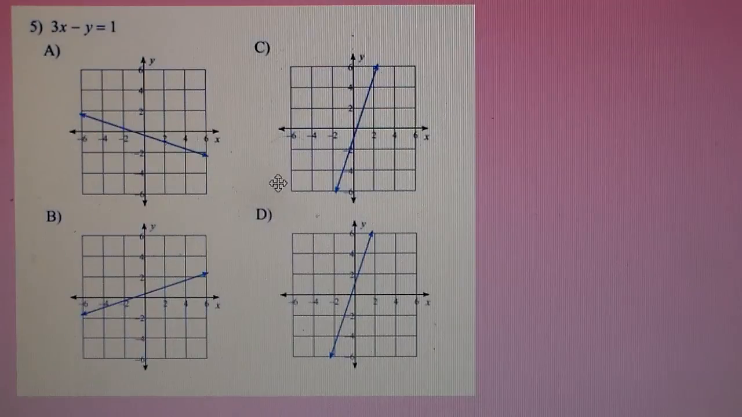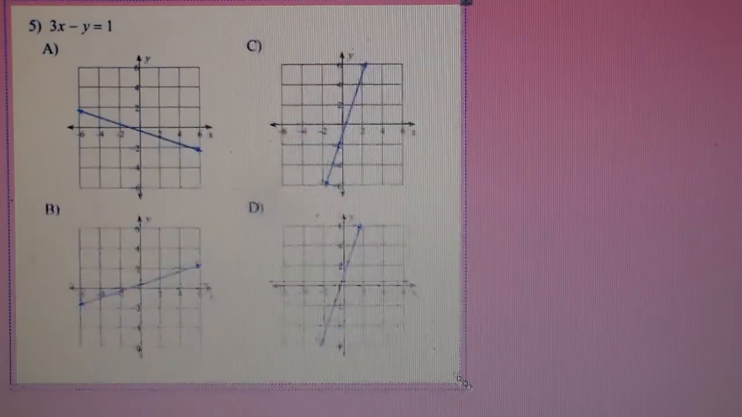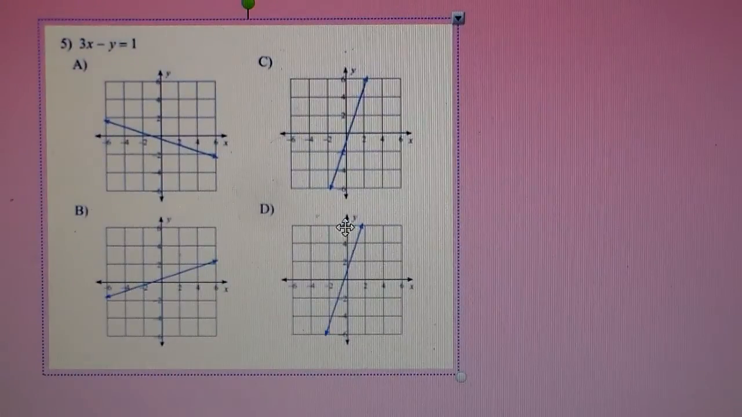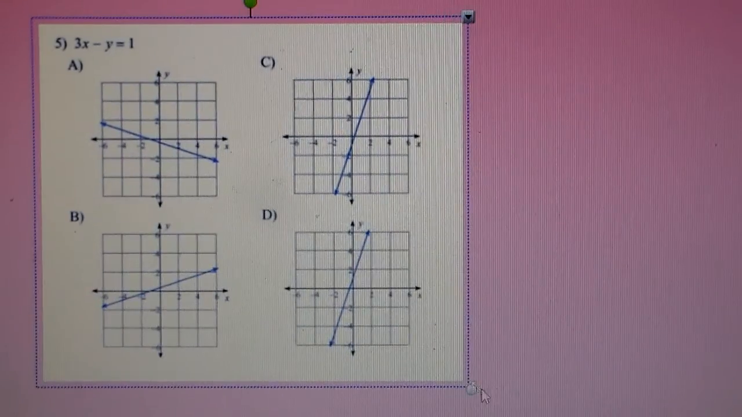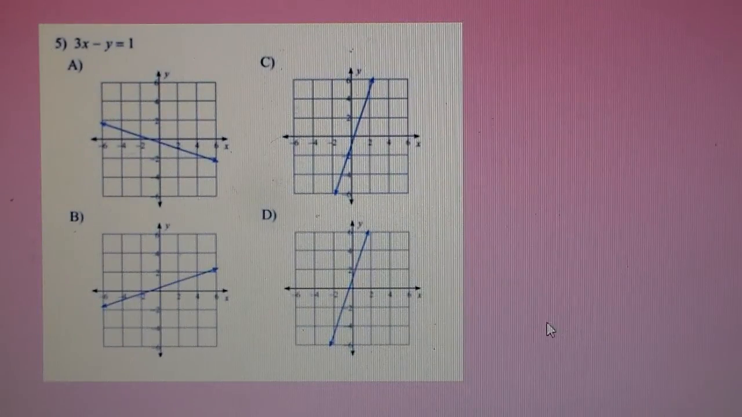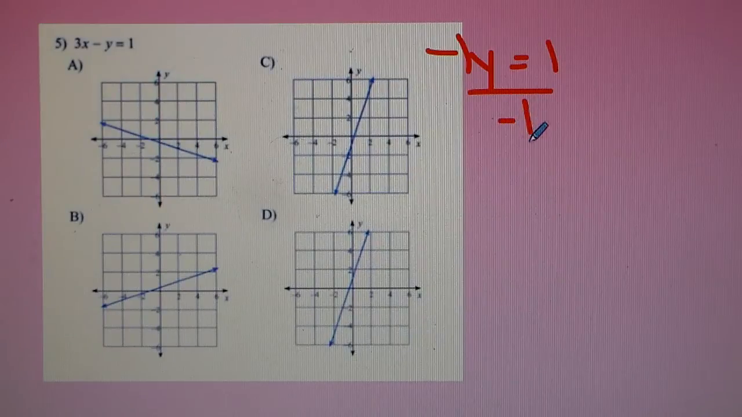Alright. Last thing I want to do here is, let's say we have multiple choice, which you probably do have in your homework. We have 3x minus 1y equals 1. That's the problem. We're going to still do the same exact thing as we did before. We eliminate the term with the x in it. We have negative 1y is equal to 1. Divide both sides by negative 1, and we get y equals negative 1.